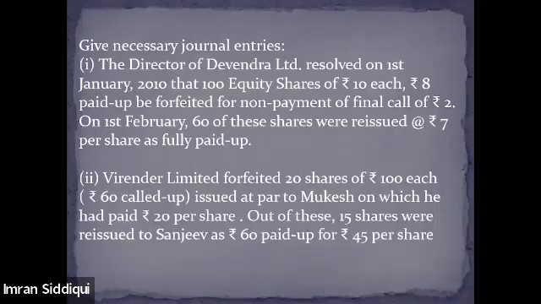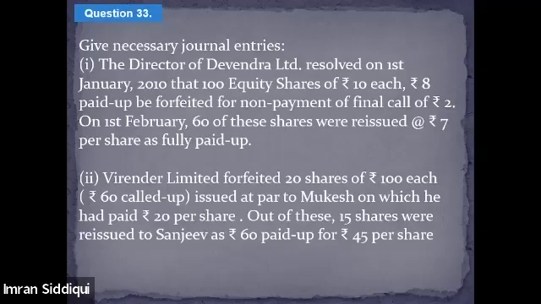All right. So this is the third question, and this is question number 33. This question has two different situations, and considering both situations, we need to pass the entries. Situation number one says the director of Devendra Limited resolved on 1st of January 2010 that 100 equity shares of 10 each, having a paid up value, forfeited for non-payment of the final call of rupees 2. On 1st Feb, 60 of these shares were reissued at 7 per share as fully paid up.